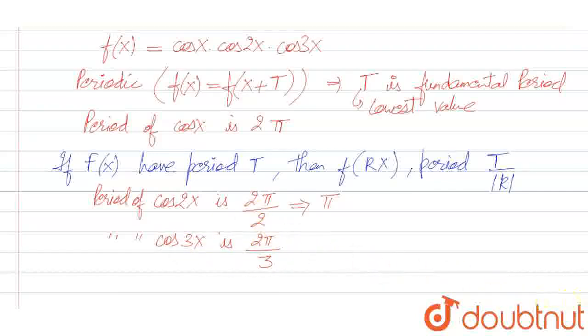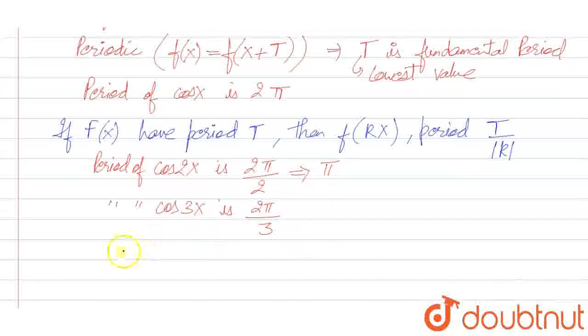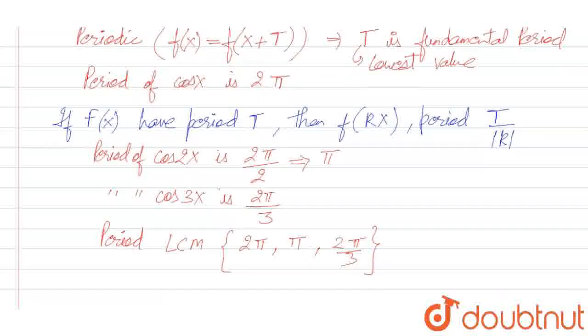Now we have functions in multiplication, so the period would be the LCM of all three functions. So we have the LCM of 2 pi, pi and 2 pi by 3. The LCM of 2 pi, pi and 2 pi by 3 is equal to 2 pi. So the period is 2 pi.